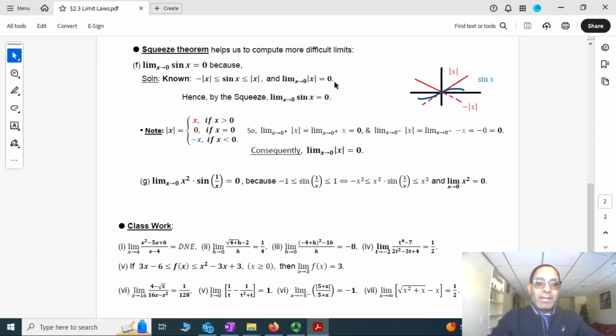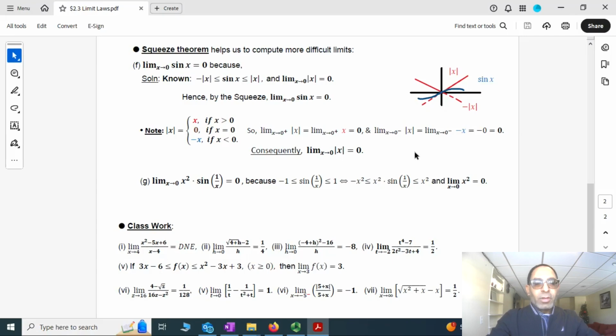That means now this satisfies the hypothesis of the squeeze theorem. Then the conclusion is the middle function, the trigonometric function sine x, also approaches 0, or has limit 0, as x approaches 0. Good. And obviously for the absolute value functions, we have these three pieces here, and we know the absolute value function has limit 0 as x approaches 0. So I have done it here.